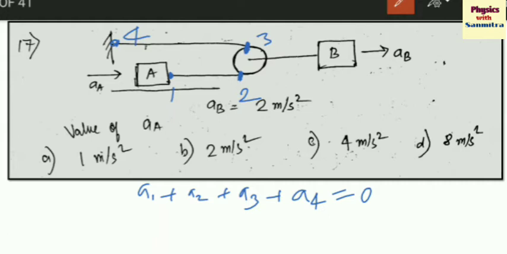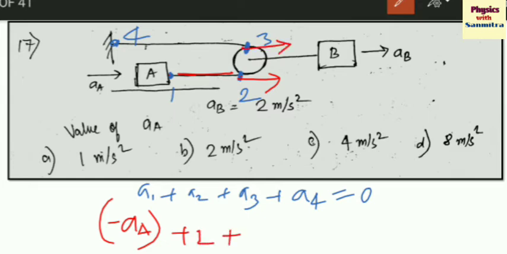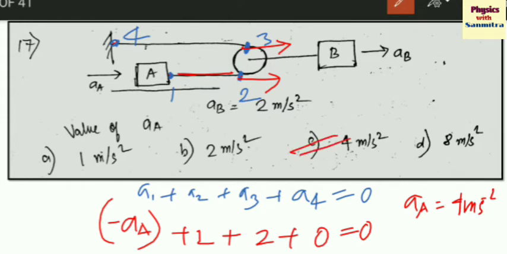See, what is a1? A1 is the acceleration of A, so I can write aA. Since the length of the string between points 1 and 2 is decreasing, I will write aA as minus. What is a2? It is moving this side and the length of the string tends to increase due to a2, so it will be plus aB. aB is 2, so it will be plus 2. And a3 is also moving in the same direction, so it will be plus 2. And a4 is 0 because it is connected to a fixed support. So aA is 4 meter per second square. That is how we will find the answer.